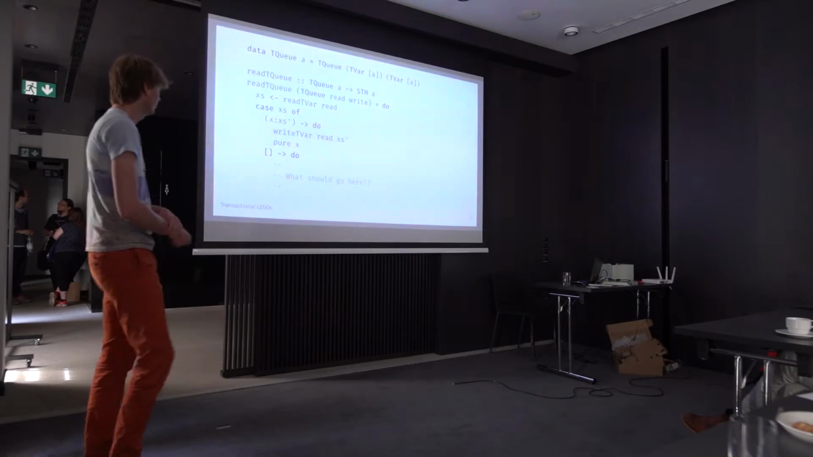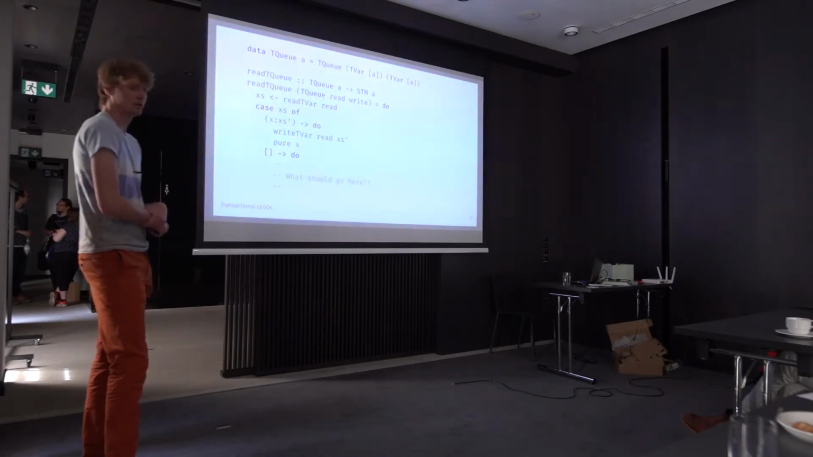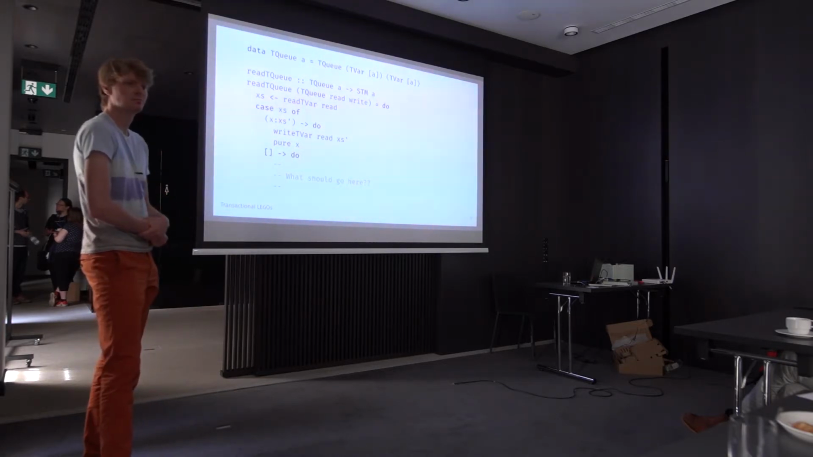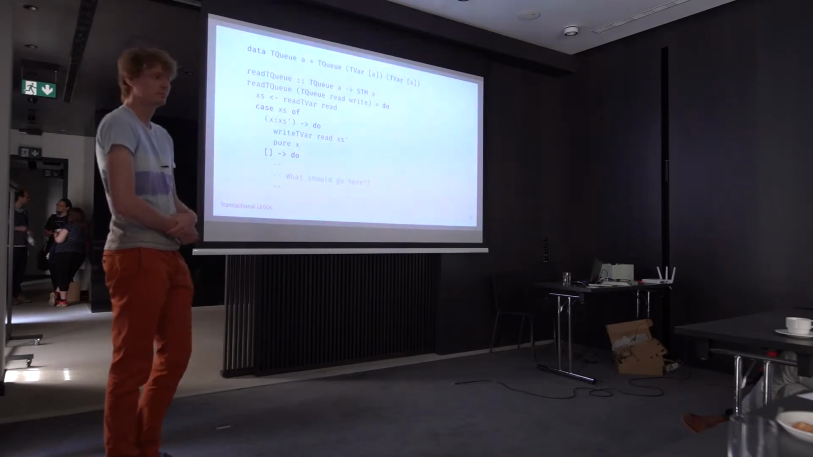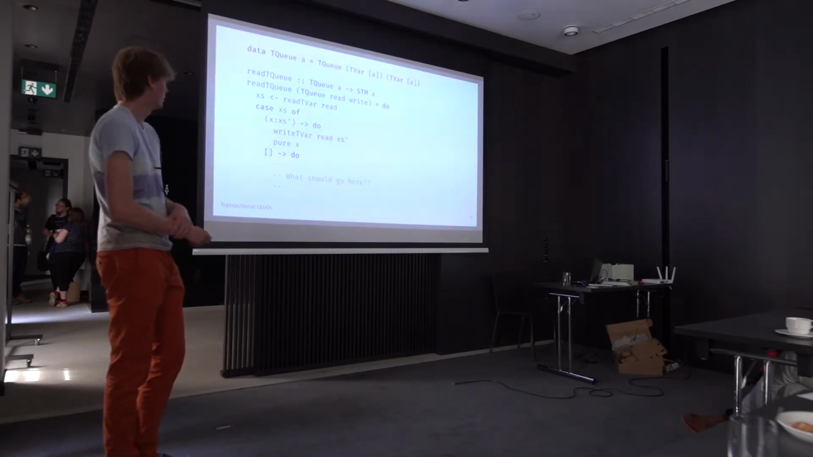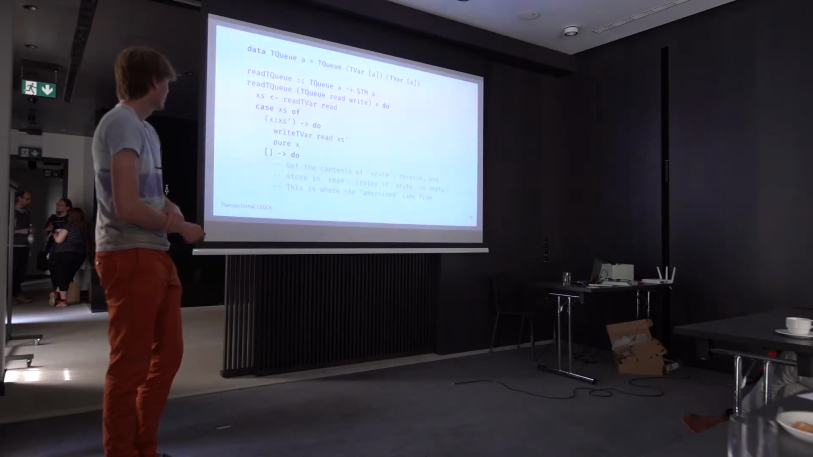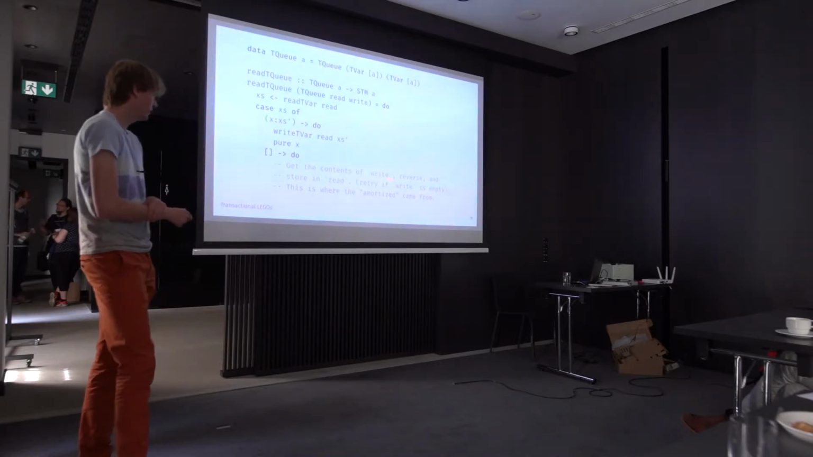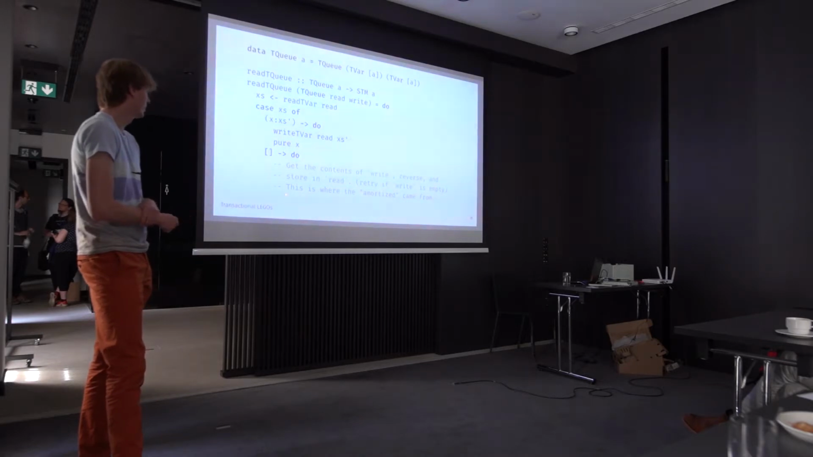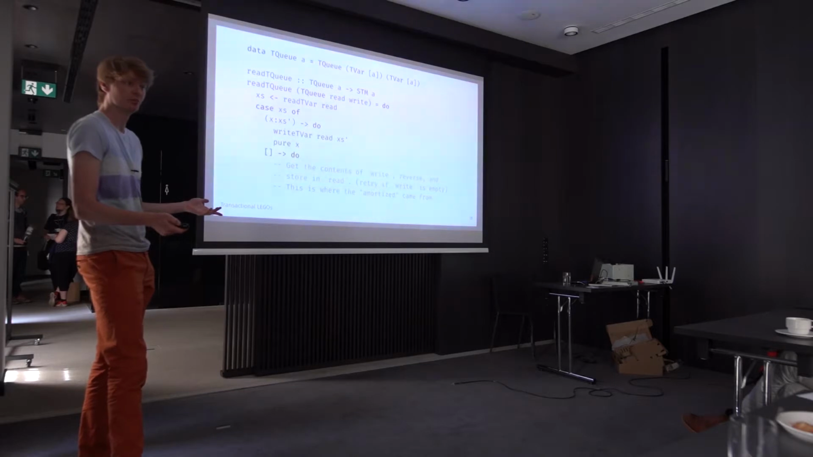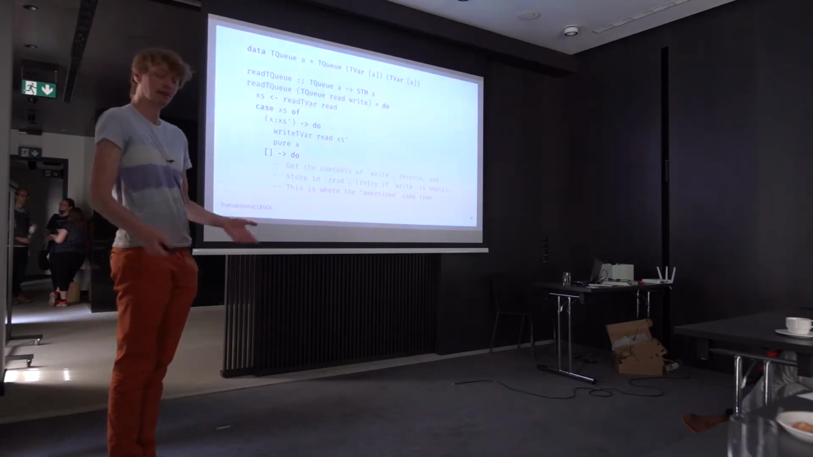And now the question is, what should go here? You would invert the swap. Yeah, so you swap and reverse. We get the contents of write, we reverse them, and store it in read. And we retry if write is empty, because in this case our queue is completely empty.